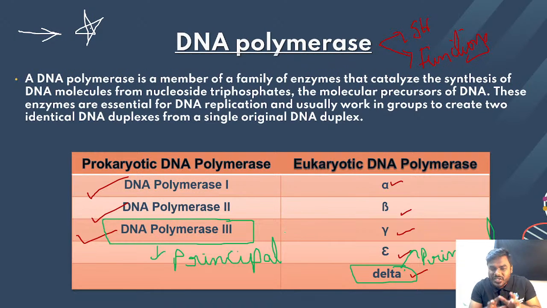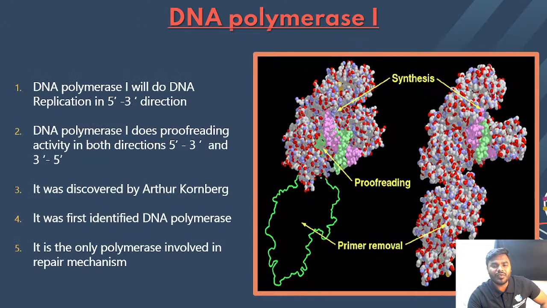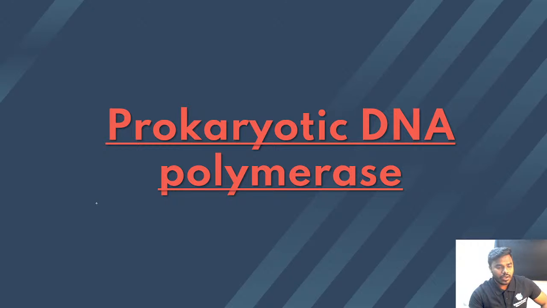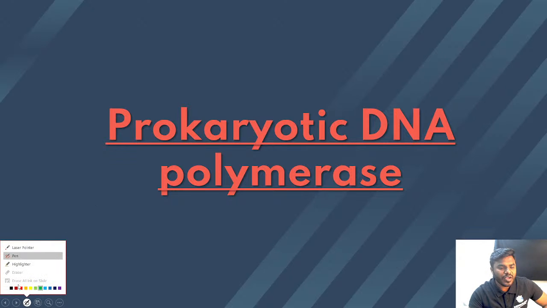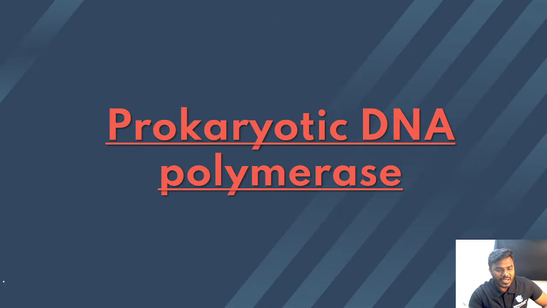So let's try to understand in a simple elaborative way. First, let's talk about the three polymerases in prokaryotes. Then we will come to the eukaryotes. Friends, before moving on to the three polymerases, first let me explain to all of you the differences. And before saying the differences, let me tell you one more interesting point.